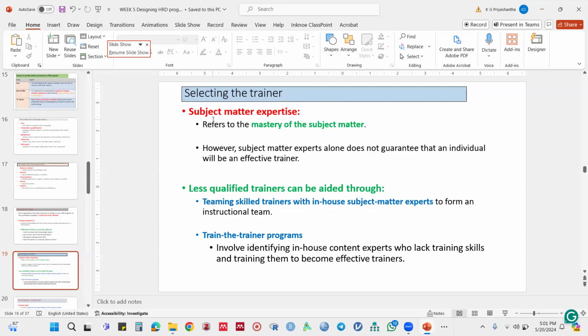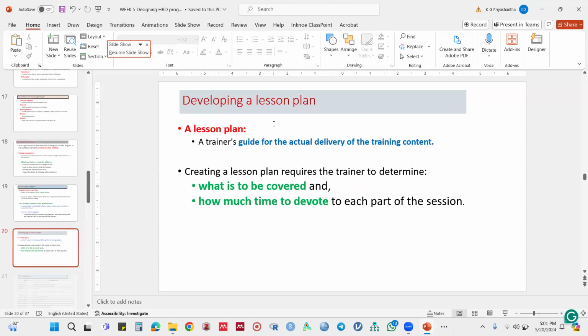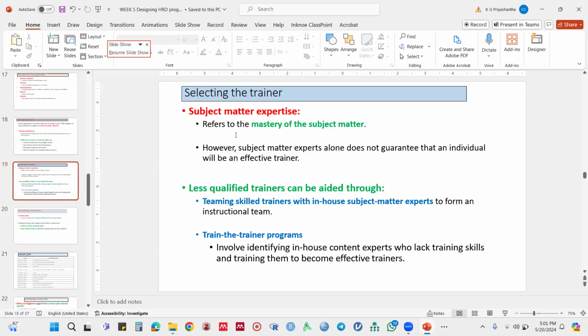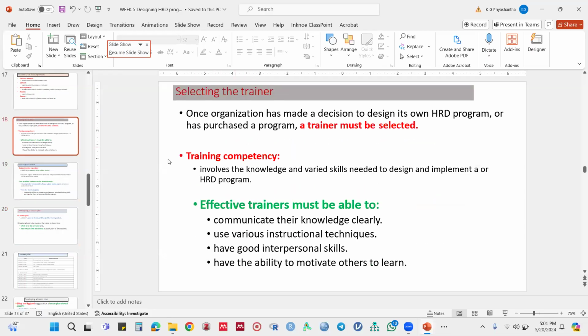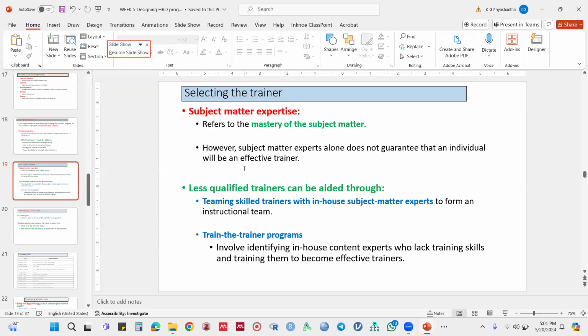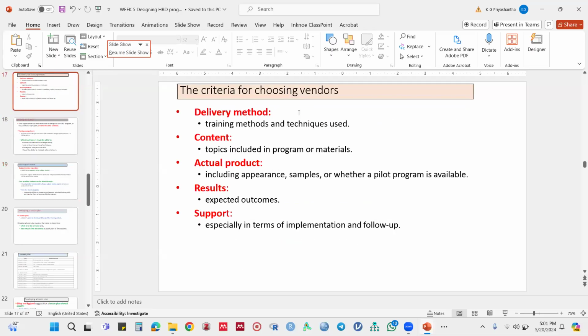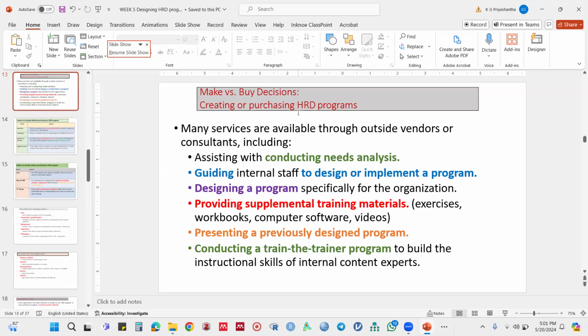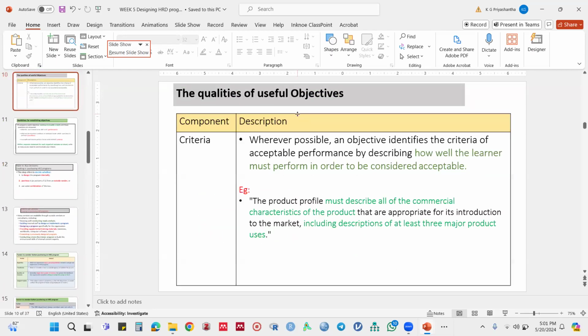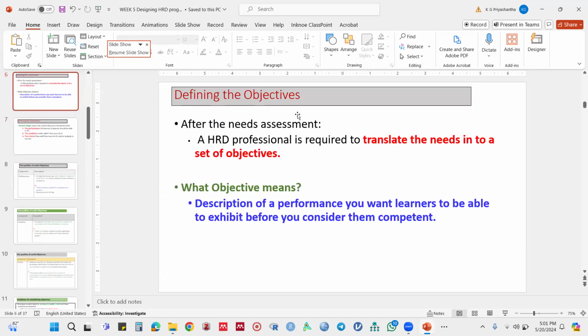Then selecting the trainer, subject matter expertise. He may be a subject matter expert. And then by considering all these, we can select a trainer. Then after that, we can develop a lesson plan. Developing a lesson plan is the third step here, as you can see. This is the third.